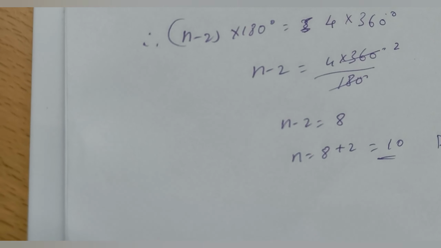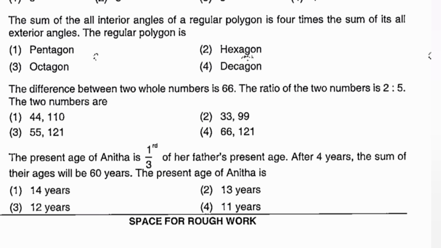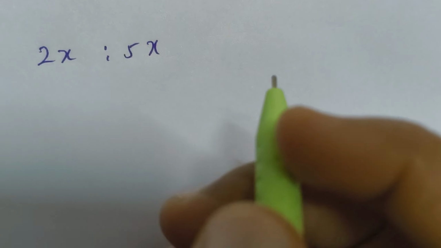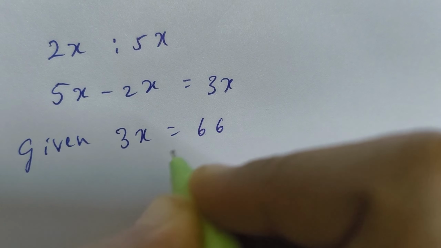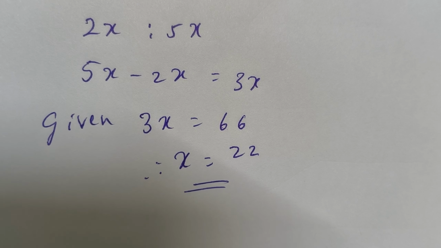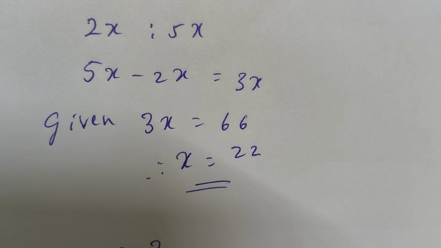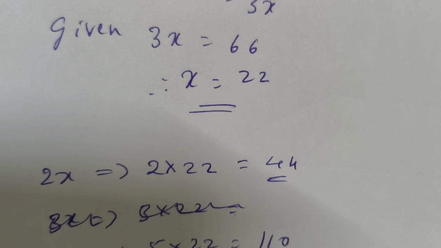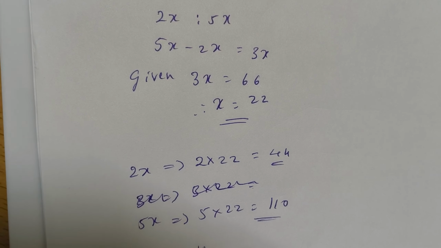The difference between two whole numbers is 66. The ratio of the two numbers is 2:5. The two numbers are, so consider them as 2x and 5x. So the difference between the two whole numbers is 5x minus 2x is 66. So 3x is equal to 66, x is equal to 22. Since x is 22, we can substitute into 2x and 5x. So 2 into 22 is 44, and 5 into 22 is 110. So the answer is 44 is to 110.